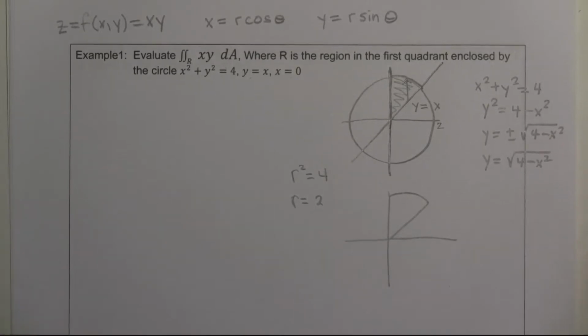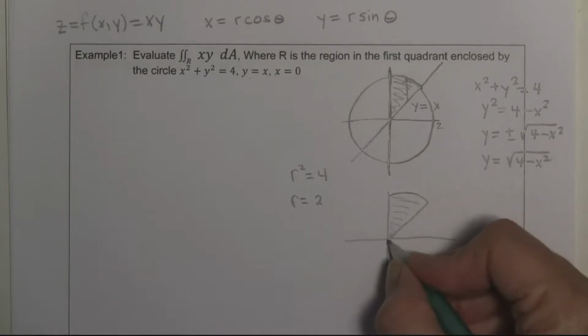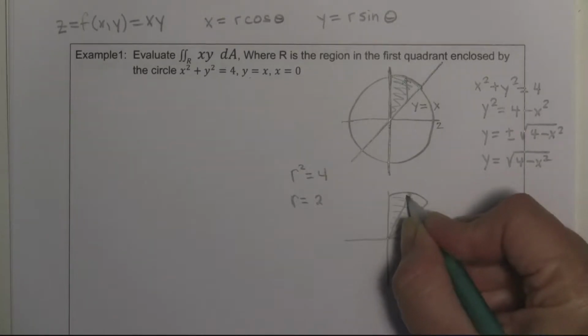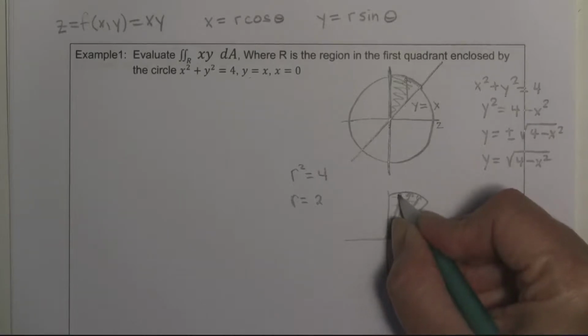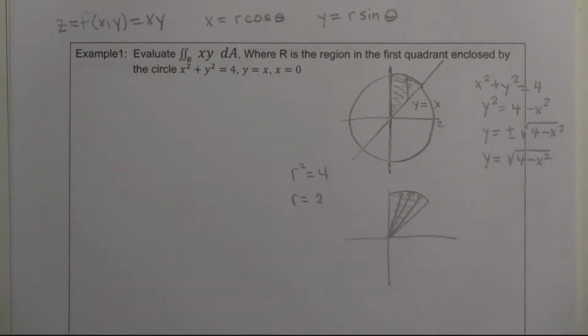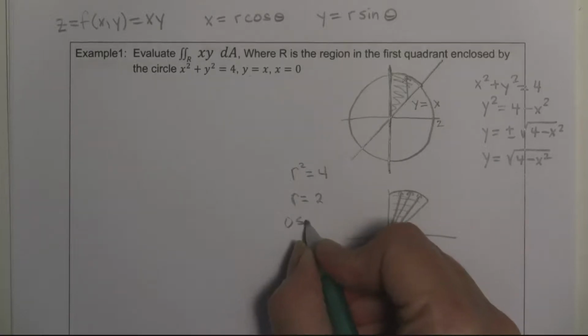So my bounds for r, as I turn this into polar, this whole region is my shading. And so I'm going to start here, and my r is going to go from 0, all the way to 2. All of the r's that I would draw, infinitely many of them, those little radiuses that are going to make my grid, go from 0 to 2. So the bounds for r are from 0 to 2.